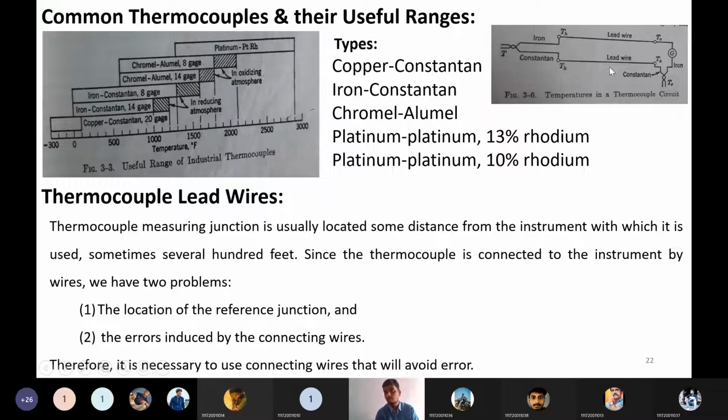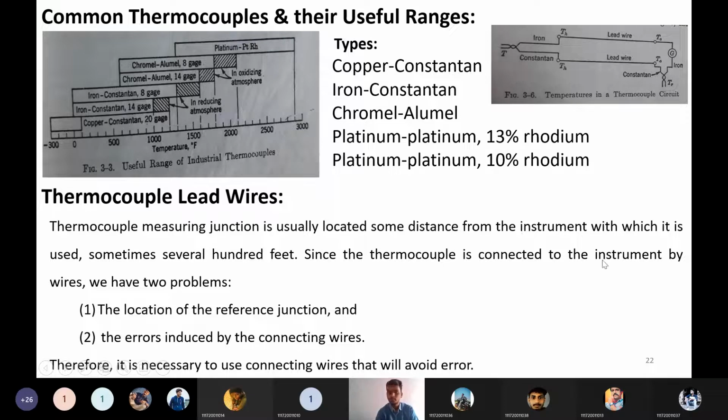Those suitable wires which connect the thermocouple measuring junction with the reference junction are called lead wires. How these lead wires are formed, and what is the compatibility of the lead wires with the construction material of the thermocouple itself, is another problem that we have to discuss here. The thermocouple measuring junction is usually located some distance from the instrument with which it is used, sometimes several hundred feet.